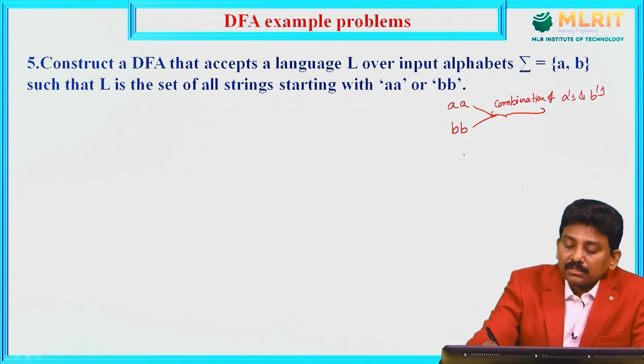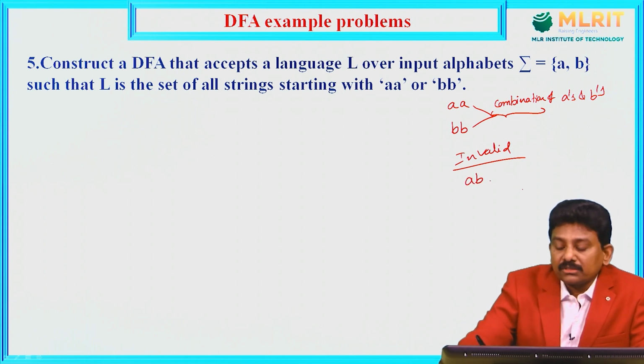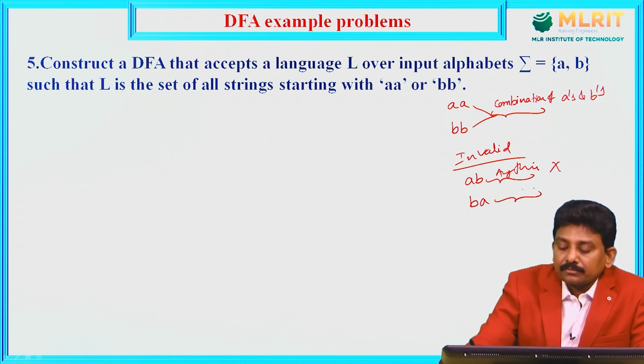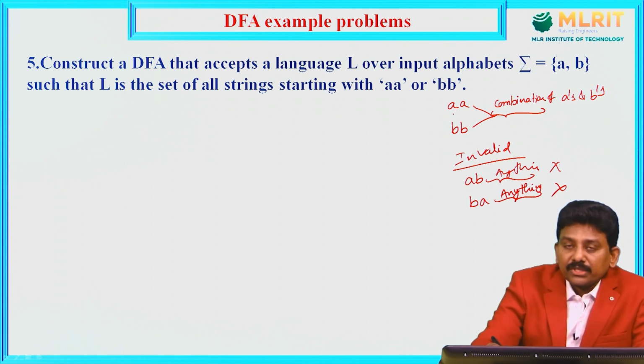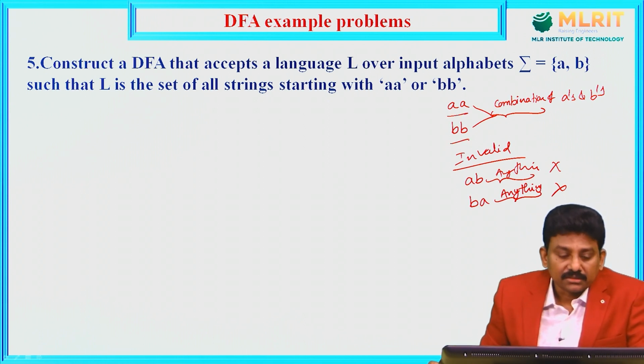That means invalid strings are: the string should begin with either AA or BB, so AB is invalid. If the first symbols are AB followed by anything, it is invalid. If the first combination is BA, that is invalid. So only strings beginning with either AA or BB are valid. For that we need to draw the transition diagram.